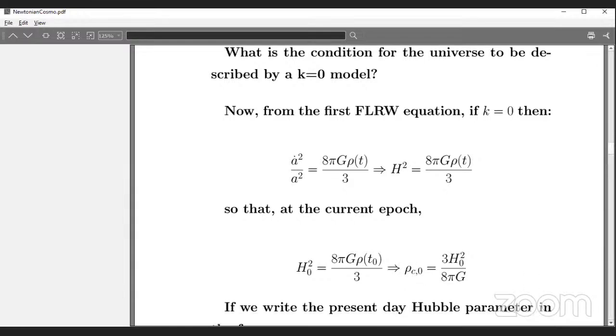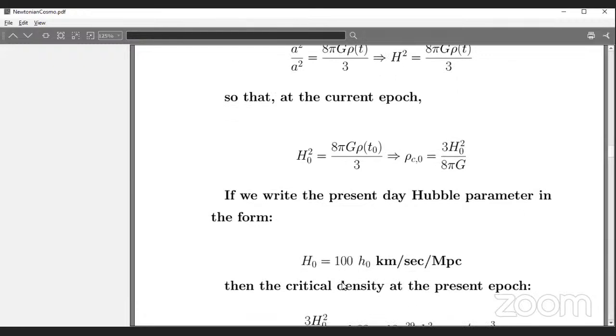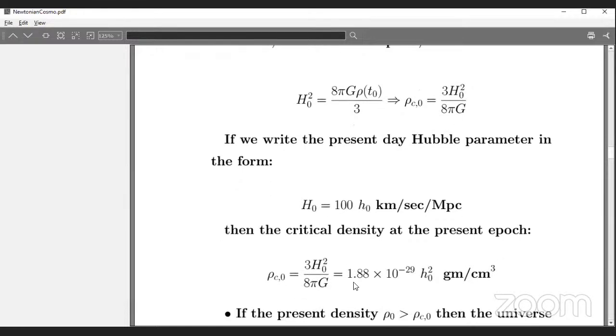And this is a very important number. So, if I parameterize the Hubble constant as 100 times a parameter little h0, in kilometers per second per megaparsec, so that our value of the Hubble constant today is 100 little h0 kilometers per second per megaparsec, then you substitute in this expression for the critical density, and you find that the critical density is given by 1.88 times 10 to the power minus 29 h0 squared grams per centimeter cubed.